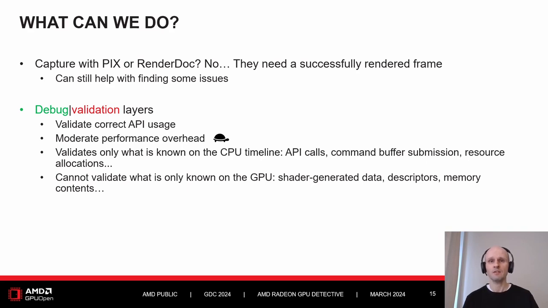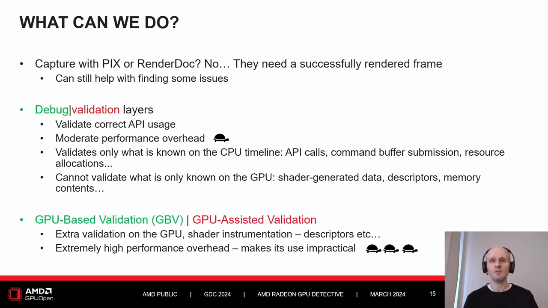One caveat though is that they can only validate things that are known to the CPU timeline, like the parameters passed to the API calls, command buffer submissions, or resource allocations. They cannot validate what is only known on the GPU timeline or in GPU memory, including descriptors. And then we have the GPU-based validation that we can enable for additional checks that happen on the GPU by instrumenting shaders. But this mechanism has such a high performance overhead that it usually makes the game unplayable.